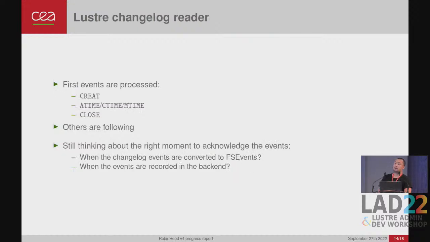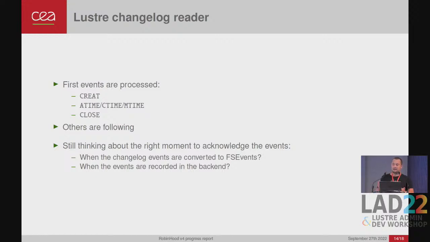The last point is about the Lustre changelog reader, because without it, it will be difficult to have great performance on our clusters. So, as said earlier, the only thing we have to do is to convert changelog events into RBH-FS events. We are currently working on this development, and the first events are processed, so I can show you some results on that. Others are, of course, following.